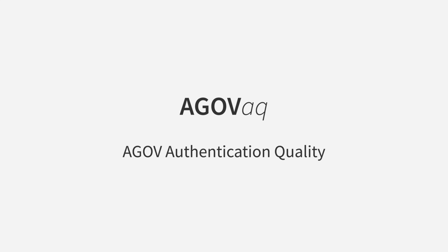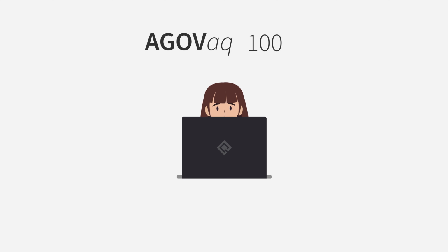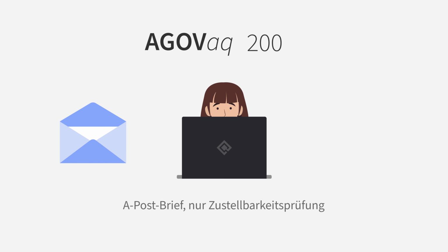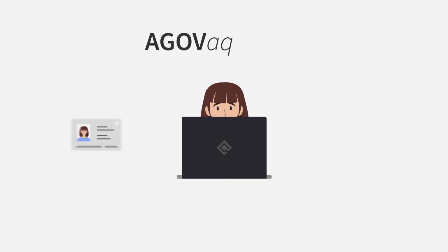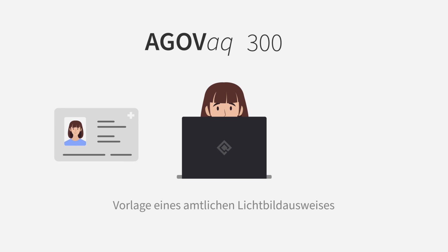We talk about AGOF AQ, which stands for AGOF Authentication Quality. AGOF AQ 100 is the lowest quality. It is achieved automatically through initial self-registration without any additional quality-enhancing steps. If you receive a letter with a one-time code and enter this code once in your AGOF account, you will obtain AGOF AQ 200. If you show your official photo ID in a video phone call, at a Swiss Post office or at a cantonal counter, you will obtain AGOF AQ 300.